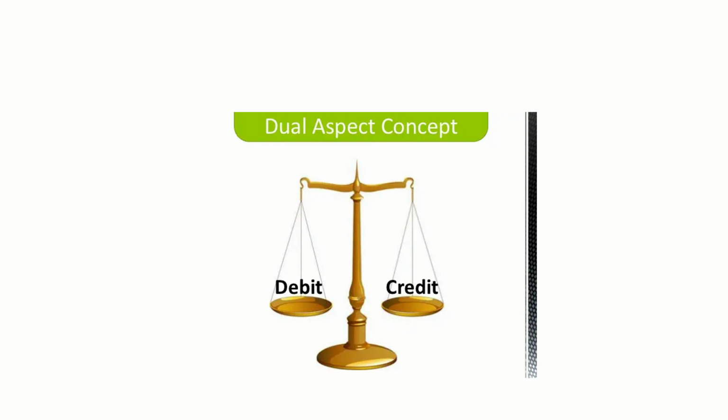So if we are purchasing a product, the product is coming in, but we are paying money, so money is going out. So when there is a debit, there will be a credit. So if something is coming in, something will go out: an asset is purchased, money is going out. So that is the dual aspect concept.